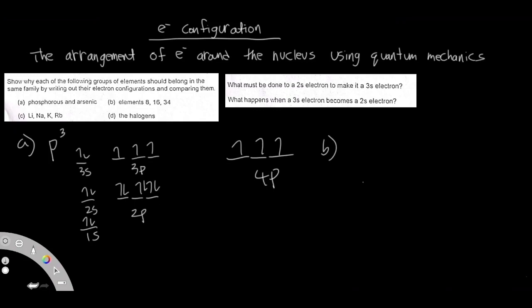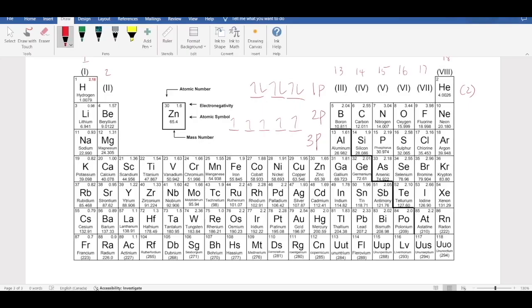Let's do something similar for B here. Elements 8, 16, and 34. Same deal. For our p's, instead of a p3, we would actually have a p4, right? 2p. 1, 2, 3, 4. There would be 4 electrons within that subshell. How about our 16s, our sulfurs here? Again, 3p. 1, 2, 3, 4. There will be 4 electrons within that subshell. 34 here, same thing. This would be a 4p. And then again, 1, 2, 3, 4. There will be 4 electrons within that subshell. So we could just say p4.